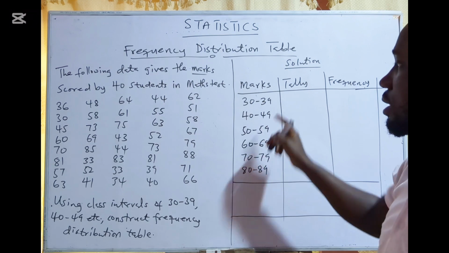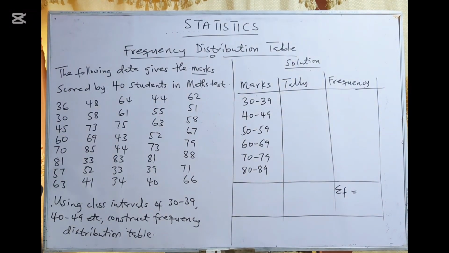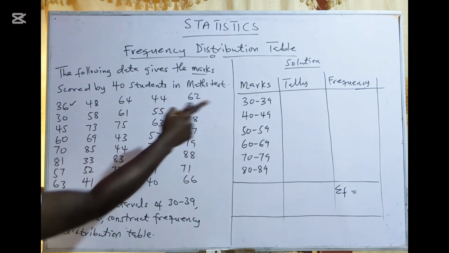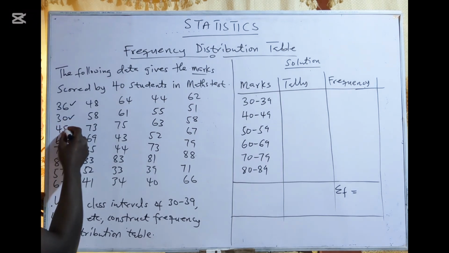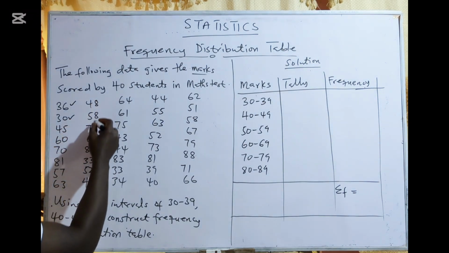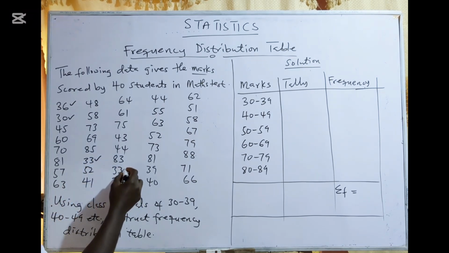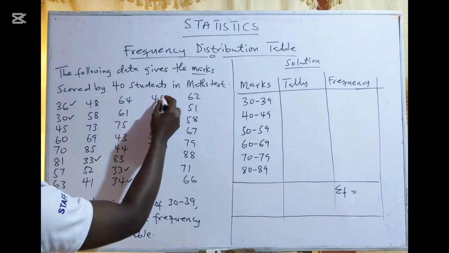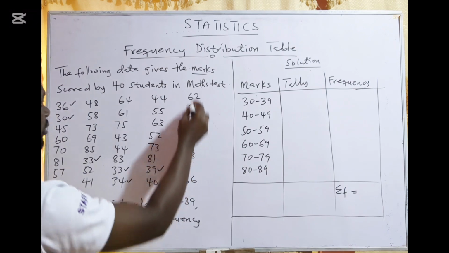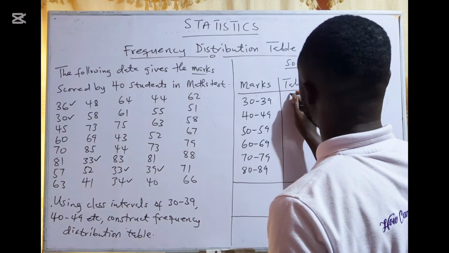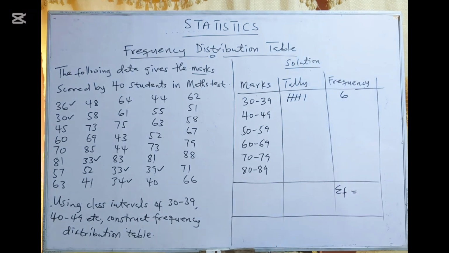So let's look at 30 to 39. We're going to check the values from 30 to 39. So 1, 36 falls within 30 to 39. 2. Alright. 3. 4. 5. 6. So that is 6: 1, 2, 3, 4, 5, 6. Then you write your frequency, 6. Alright.